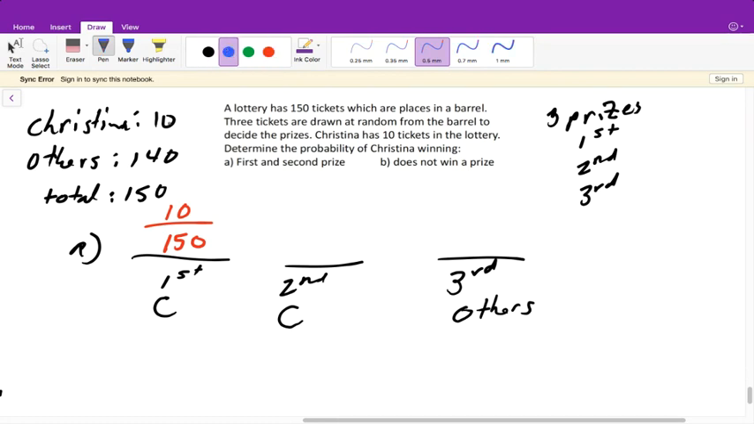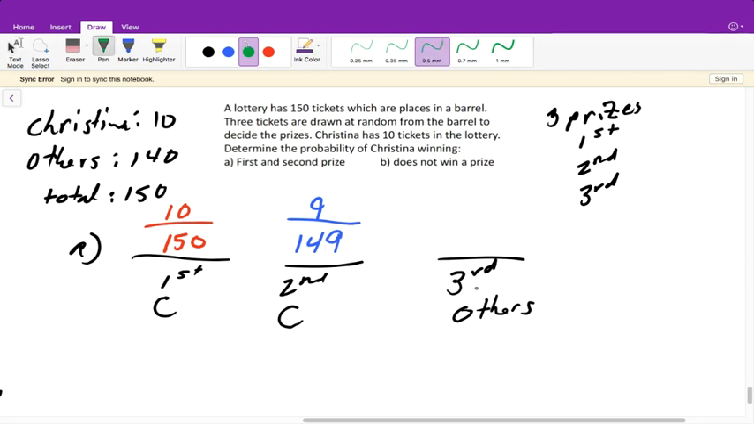If we take one of Christina's tickets, she no longer has 10. She has 9 left when we're doing second place. There's no longer 150. There's 149 now. Right? Because she won first prize. So she went from 10 tickets to 9. And then there's 150. So after you take a ticket out, there's now 149.